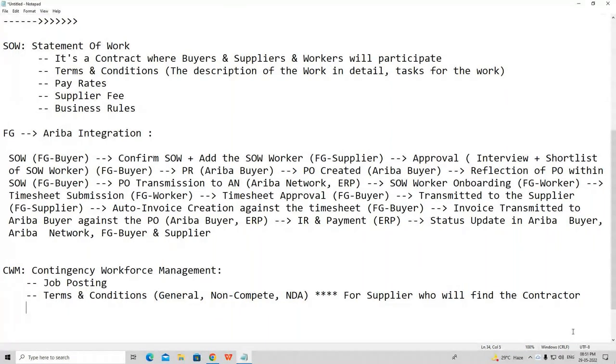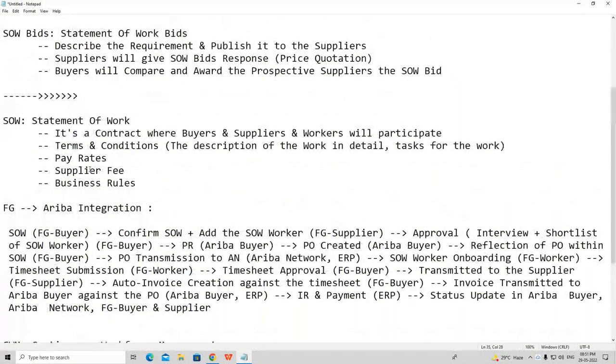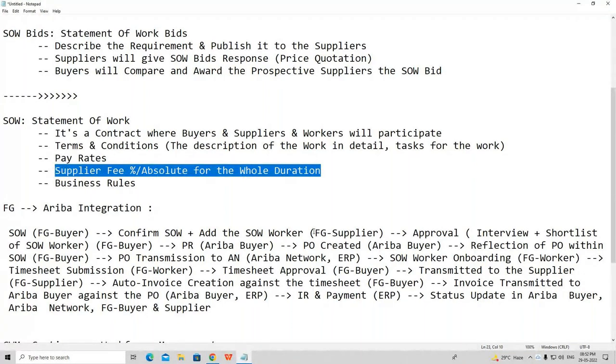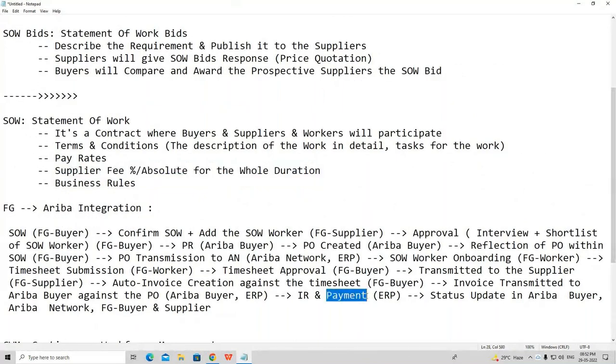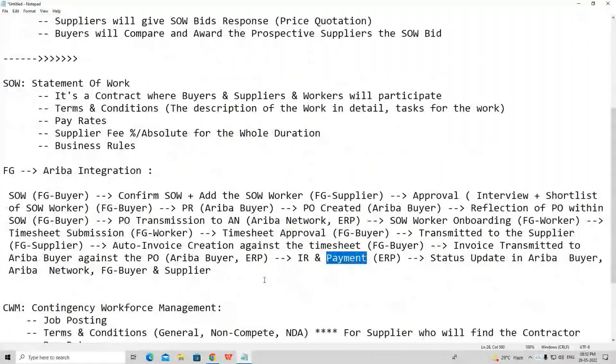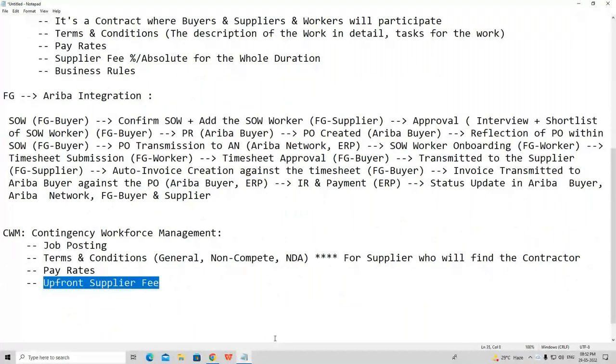Now, another thing is there. I think I forgot about this. Now here, supplier fee percentage or absolute amount will be there, but for the whole duration. That means every time a timesheet is filled, the percentage or the absolute value will be paid to the supplier along with the worker fee. And then the supplier will pay the worker. So here the payment is happening to the supplier. Please keep this in your mind. Now here, we have an upfront supplier fee.